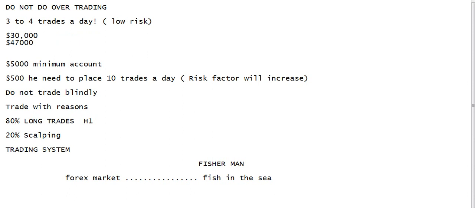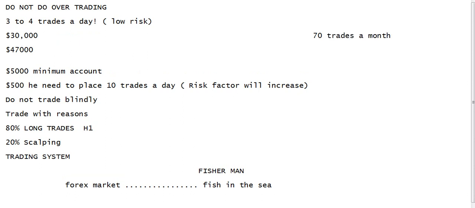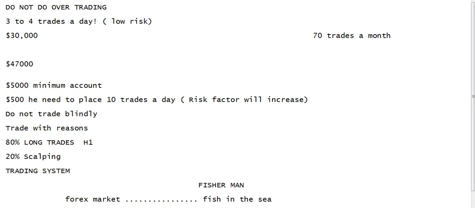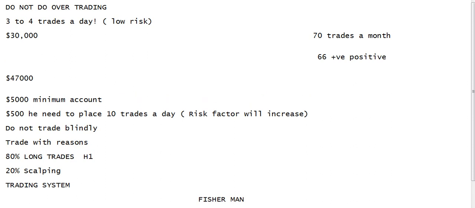Now that's the analysis of how many trades on a monthly basis. Guys, I trade about 70 trades a month. If you are getting anything less than 66 positive trades, I'm talking about the positive trades, that should be the only negative trades for your month. If you are just talking about forex, then I suggest that out of every 70 trades, you should not have more than 4 negative trades in a month.